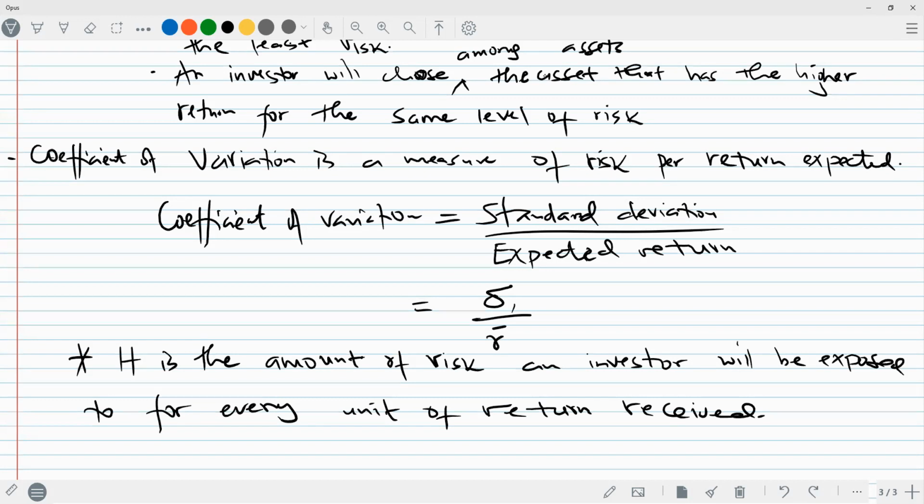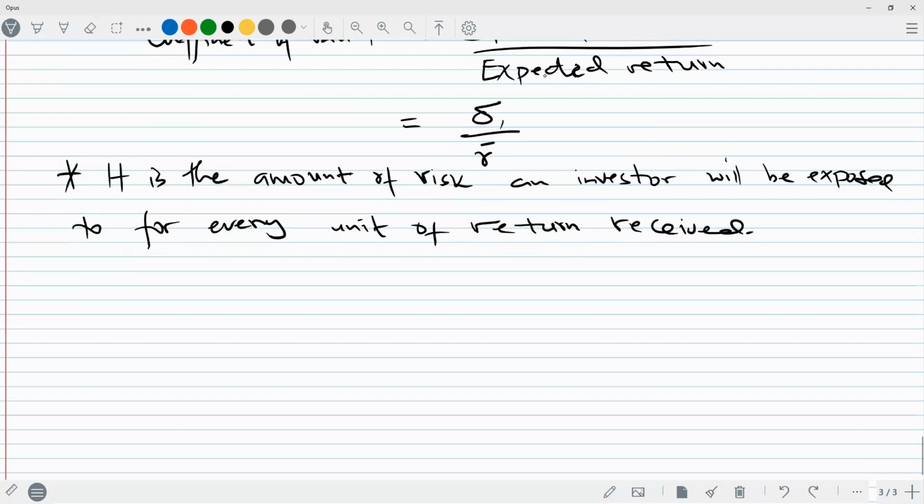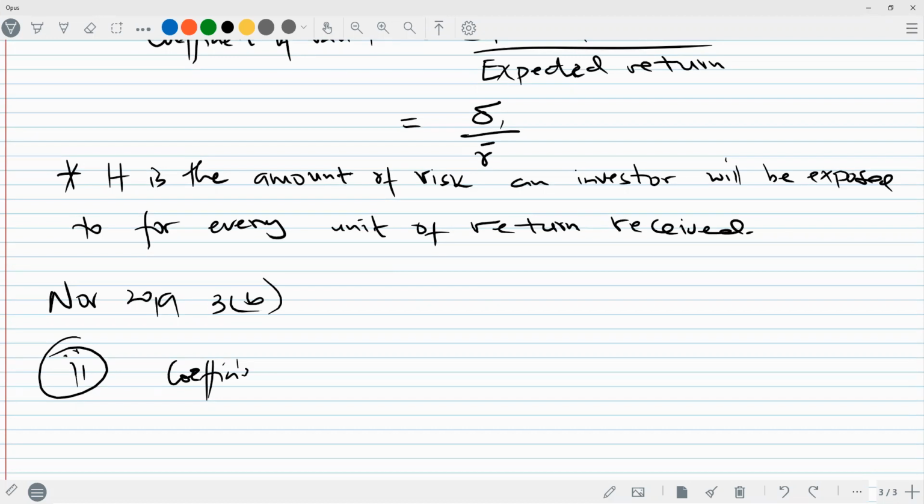Clear. Now going back to the November 2019 question, question 3B. In Roman 2, you're being asked to determine the relative risk of Y and Z. In short, you need to get the coefficient of variation of Y and Z. So we can do that together. We need to get the coefficient of variation of Y and for Z.